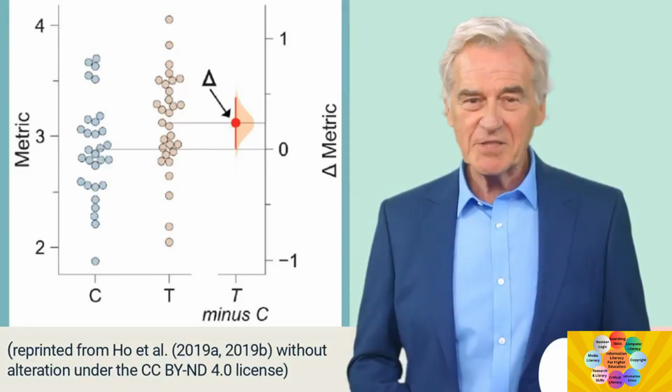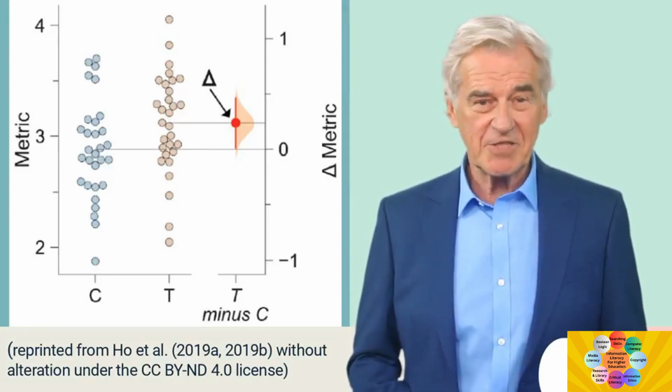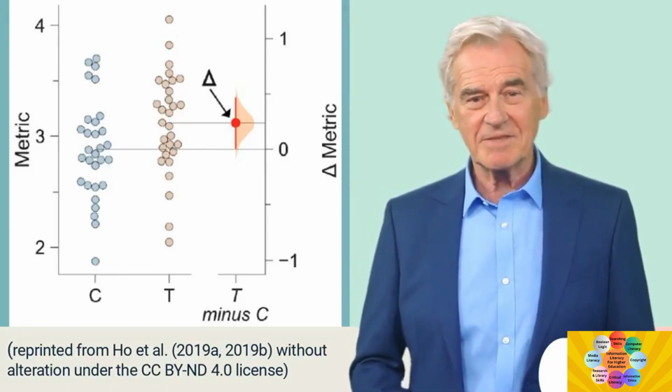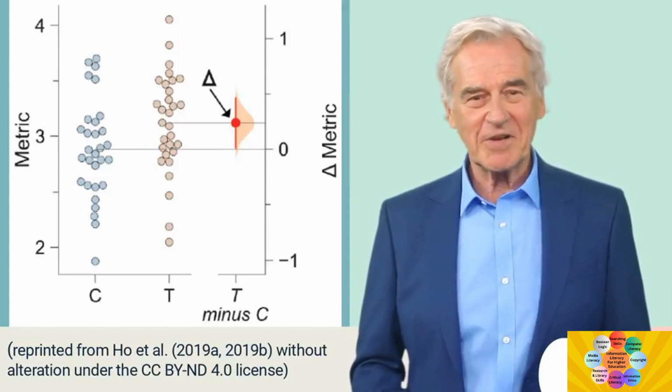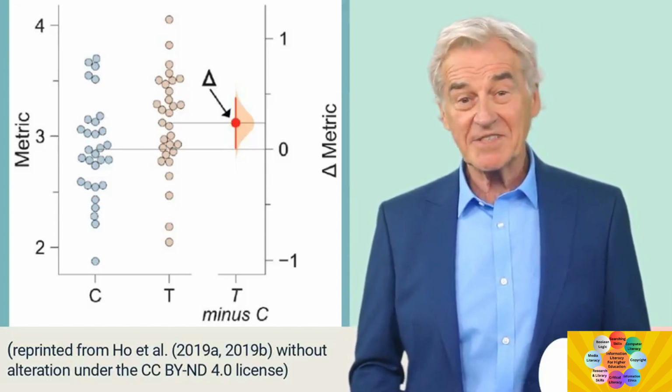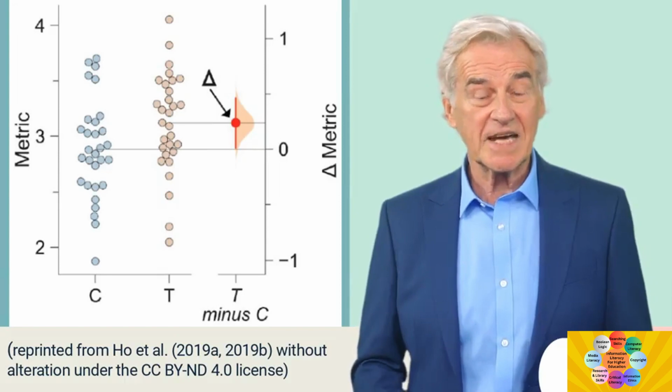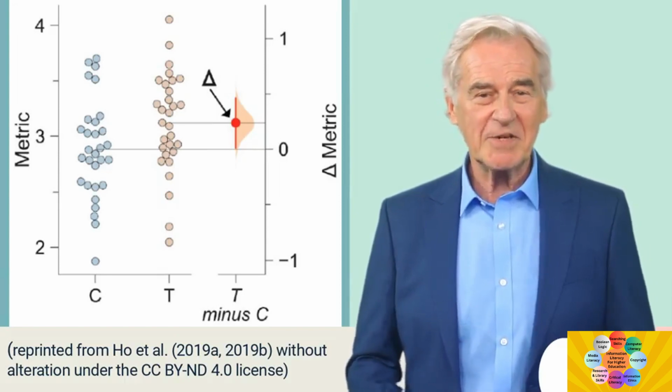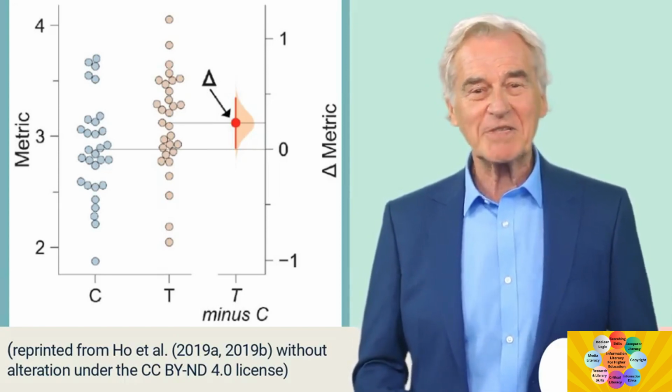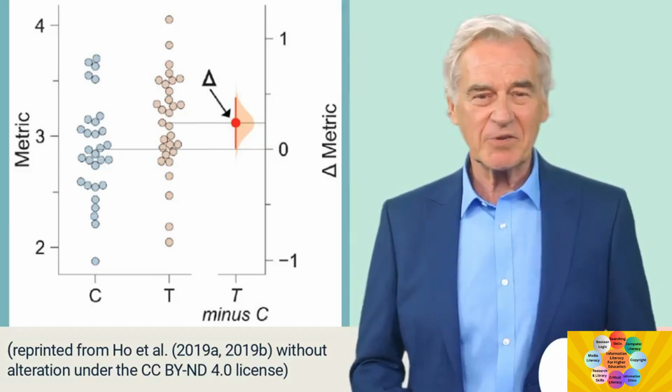The main point is to notice how the emphasis in the graph has been shifted away from the null hypothesis, which would be an effect size of 0, indicated on the y-axis on the right side of the graph. The emphasis here and in any other estimation method is on the size of the treatment effect, which is indicated by the Greek letter delta.